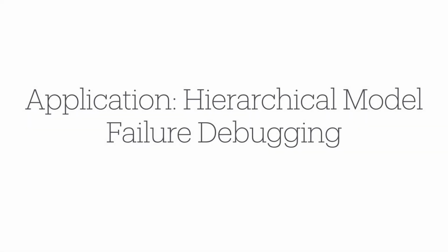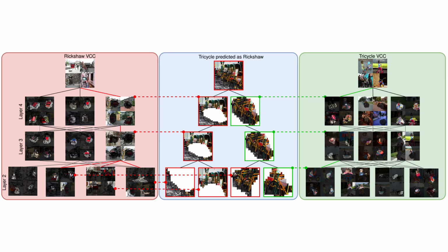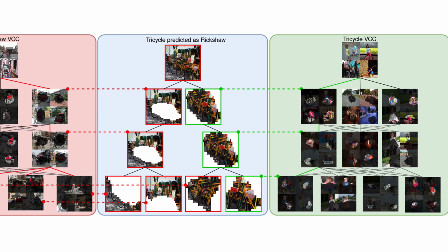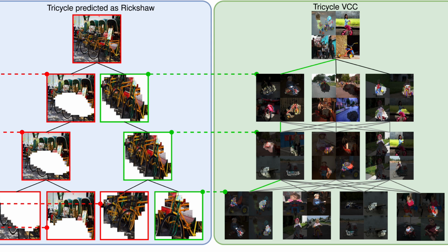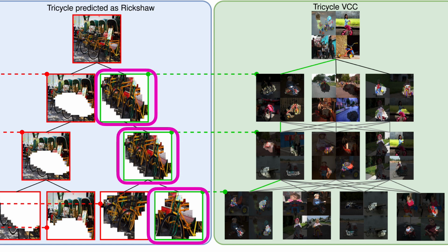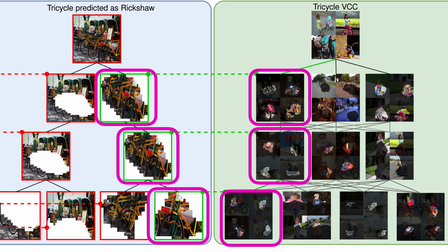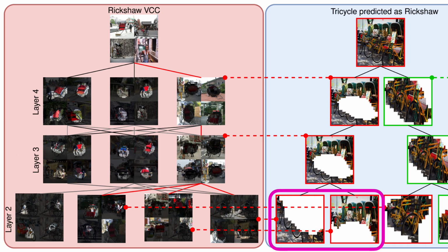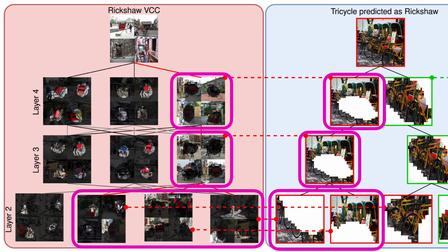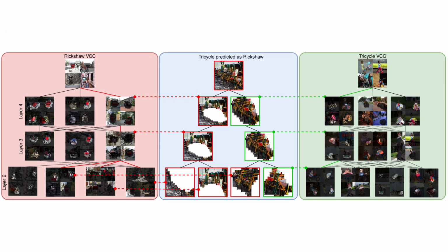Finally, we provide an application of the VCC to model debugging, in particular determining the internal conceptual errors that a model is making that lead to mistaken predictions. Shown in the middle is an image of a tricycle predicted as a rickshaw, decomposed via top-down feature segmentation. By looking at whether the tricycle or rickshaw VCC concepts are closer in feature space, we see that the model correctly encodes the handlebars and wheel as tricycle concepts starting as early as layer 2. However, the model falsely recognizes the hood of the bike as a rickshaw concept, again starting in layer 2 and remaining until the final layers. Thus, VCC offers a novel and interpretable approach to understanding mistakes that are made by a DNN.